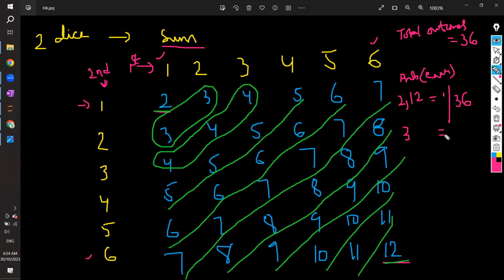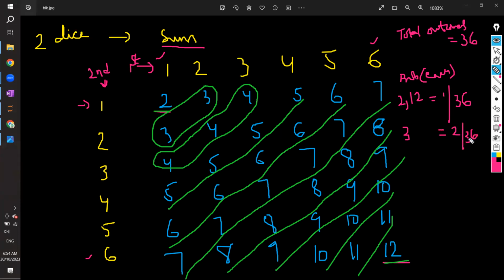1/18. 2 by... Correct. 2 by 3. Srisha, you are correct. You said 1 by 18, but always you should keep the denominator same. You should not do the cancellation. Usually in probabilities, always try to keep the denominator same. So it will be 2 by 36.